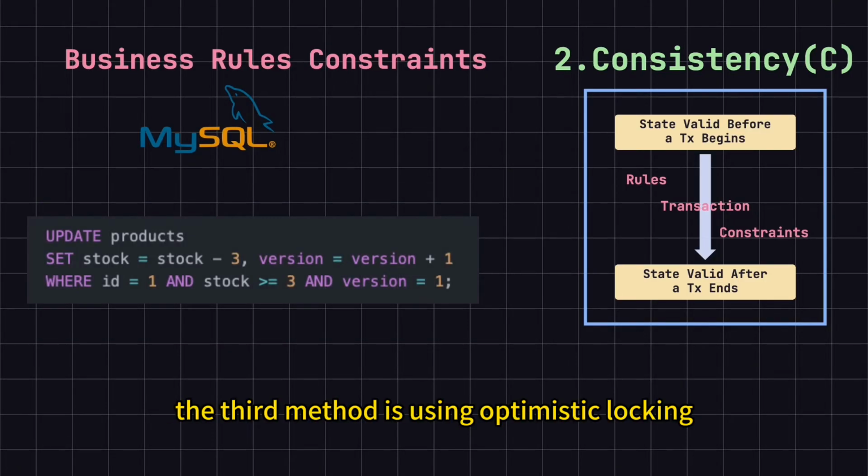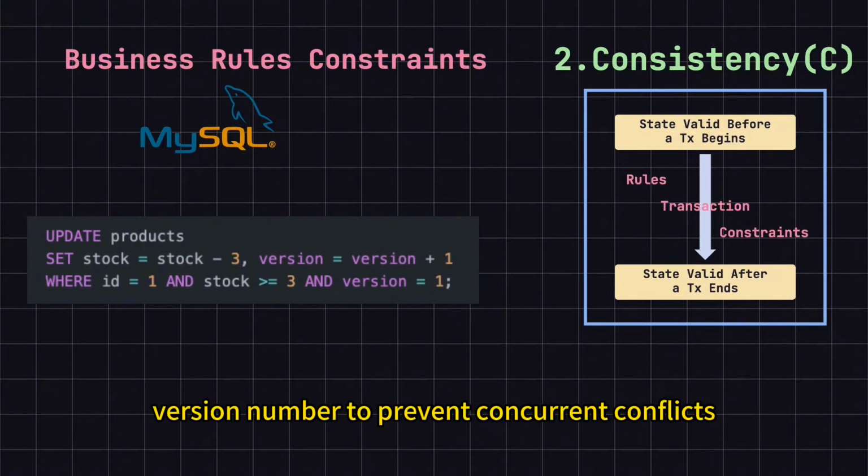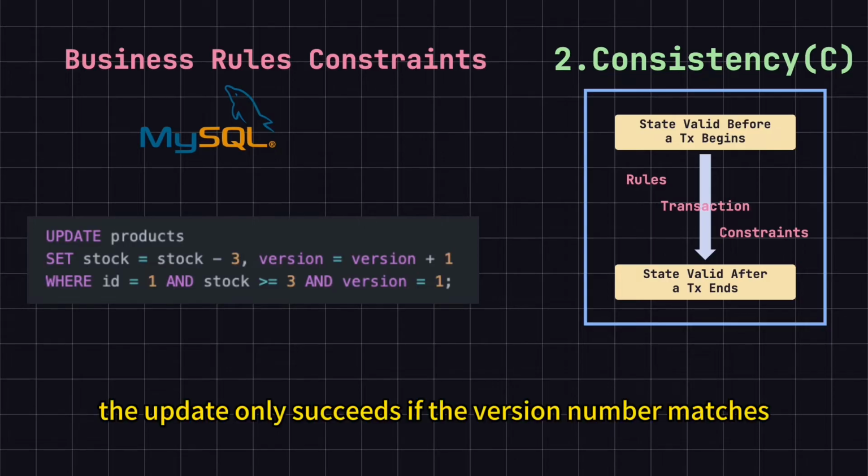The third method is using optimistic locking. Optimistic locking uses a version number to prevent concurrent conflicts. The update only succeeds if the version number matches.